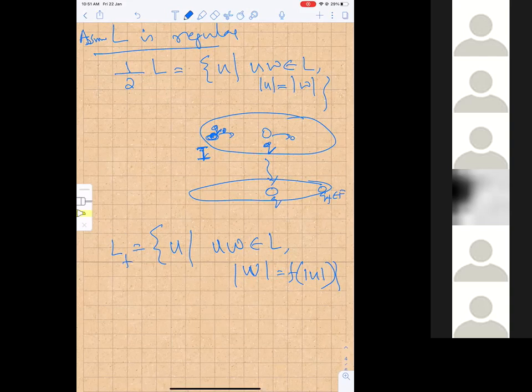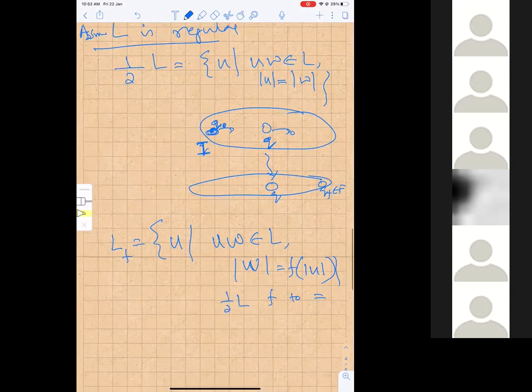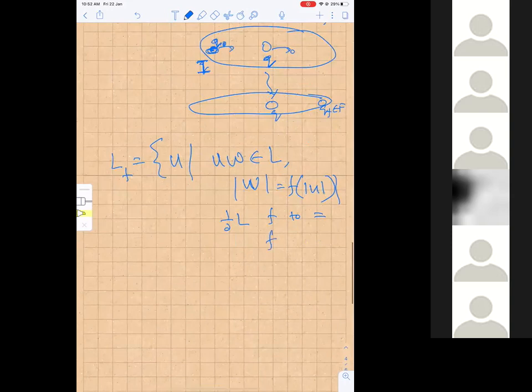So I have a language L which is regular, and I'm interested in LF, which is all U such that UW is in L and the length of W is a function of the length of U. Here we have taken F to be equality for half of L, but you could also take F to be some arbitrary function. Like let's imagine F is the function 2 power n, or F is the function 2 power 2 power n, or F is the Fibonacci function, and so on.